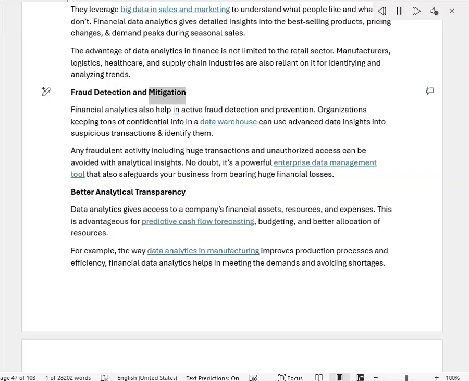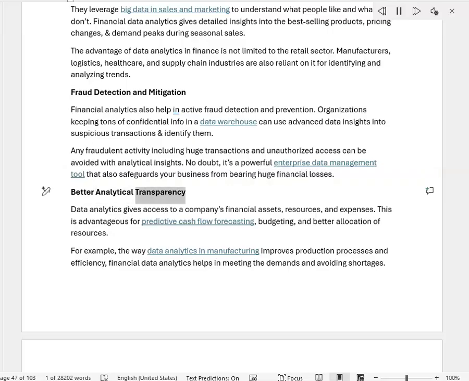Fraud detection and mitigation. Financial analytics also help in active fraud detection and prevention. Organizations keeping tons of confidential info in a data warehouse can use advanced data insights into suspicious transactions and identify them. Any fraudulent activity, including huge transactions and unauthorized access, can be avoided with analytical insights. No doubt, it's a powerful enterprise data management tool that also safeguards your business from bearing huge financial losses.